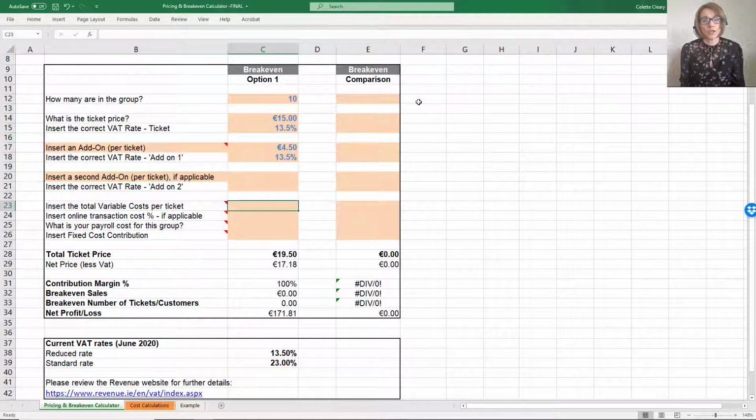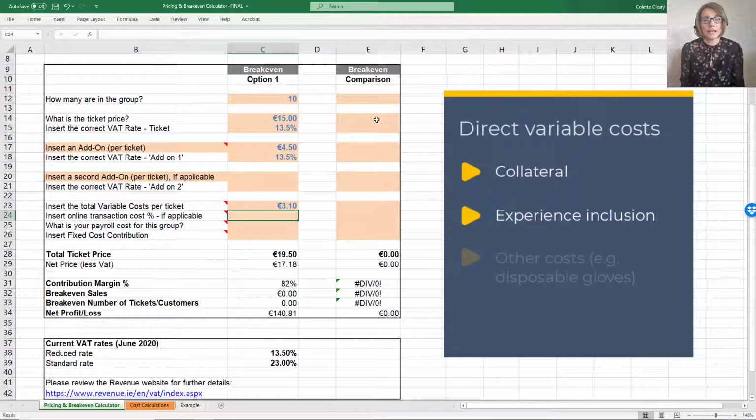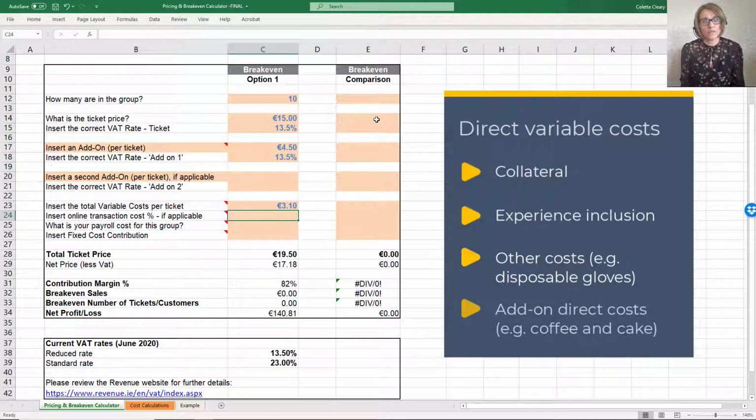Insert the total variable costs per ticket here. These are the direct costs associated with the ticket and the add-ons. These costs will include the following: collateral, for example, a map or leaflet; the experience inclusion, for example, a glass of whiskey in a tasting tour; and any other cost that would be directly attributable to the sale of the ticket. This could include, for example, disposable gloves. Also include the add-on direct cost. This is the direct cost for the add-on. For example, the cost of a cup of coffee and a slice of cake.